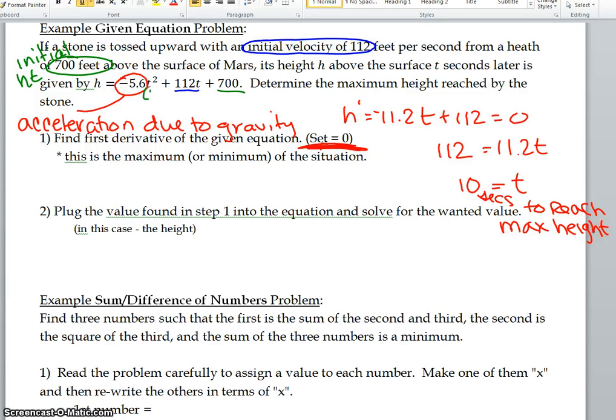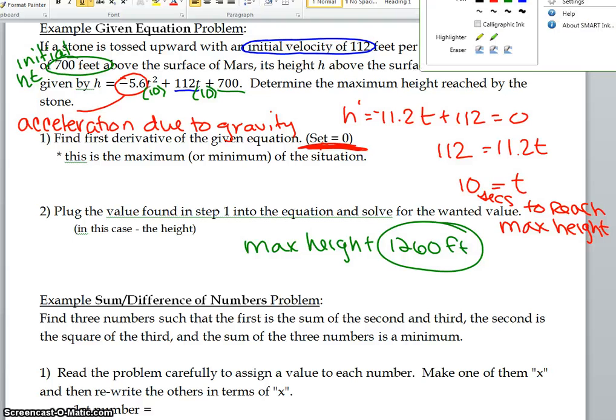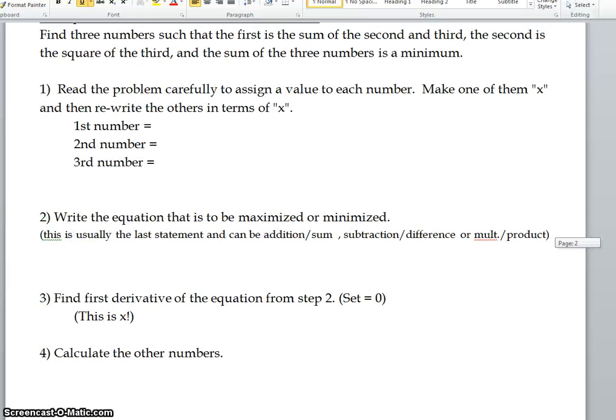Take that 10, plug it into my equation, and what you're going to find out is that that max height then is 1,260 feet above the surface. So like I said, this is a simple case where they give you the function already, and all you have to do is take the first derivative and clean it up and find the solution.